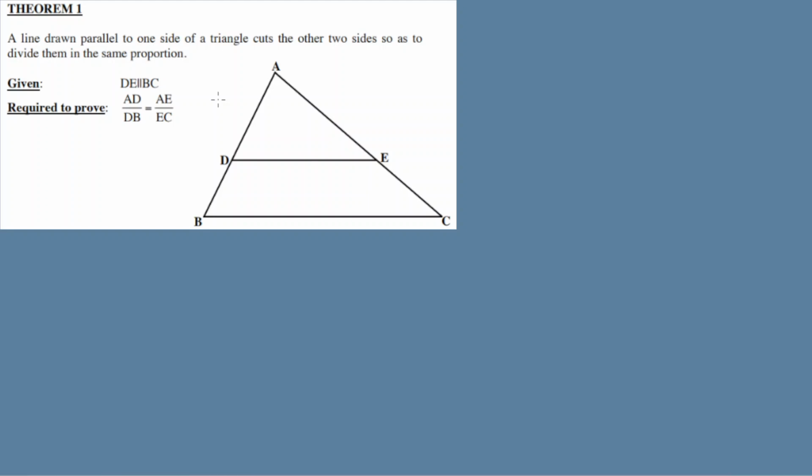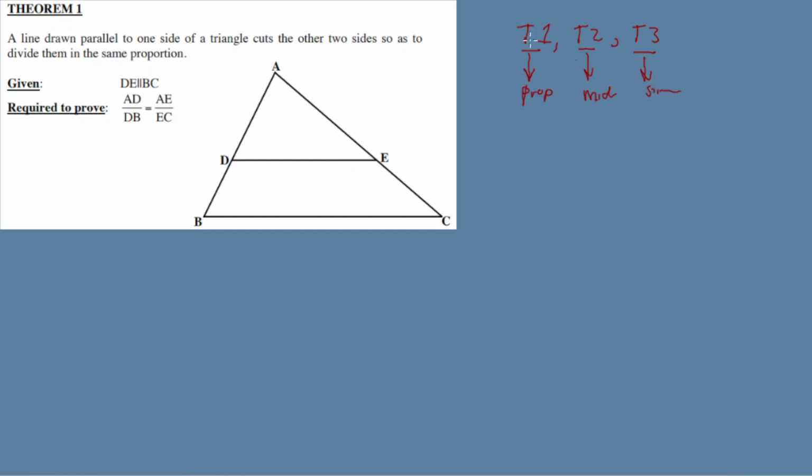This recording is obviously to discuss theorem 1. In the description box you should find a link to theorem 2, no, theorem 3. Theorem 1 is sometimes called the proportionality theorem. Theorem 2 is the midpoint theorem. Theorem 3 is the similarity theorem.